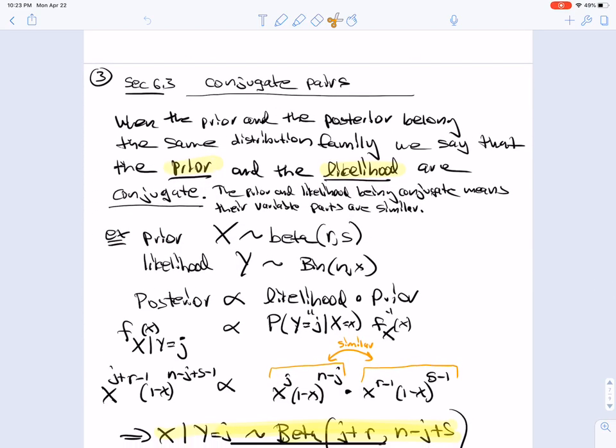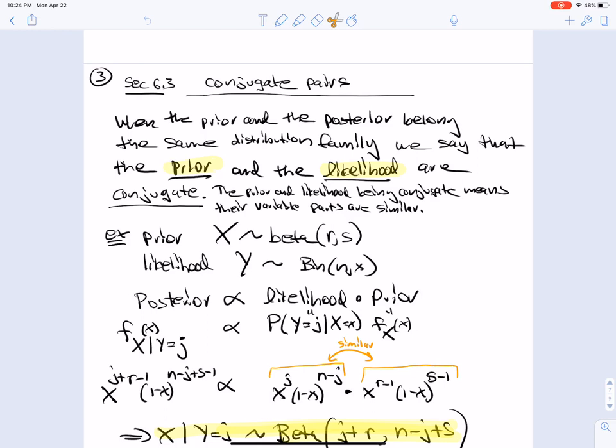Onto conjugate pairs. When the prior and the posterior belong to the same distribution family, for example beta, but possibly with different parameters, we say that the prior and the likelihood are conjugate. So the prior and the likelihood being conjugate means that the variable parts of the prior and the likelihood are very similar, and when you multiply them together, they combine to give you the same distribution as the prior.